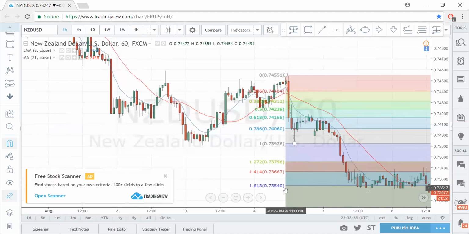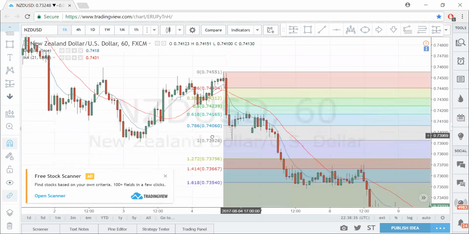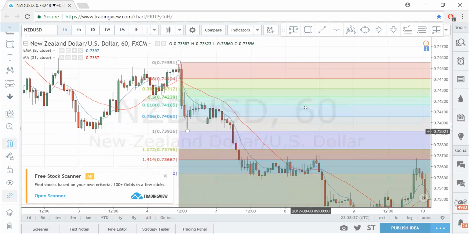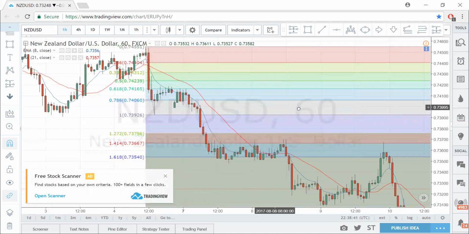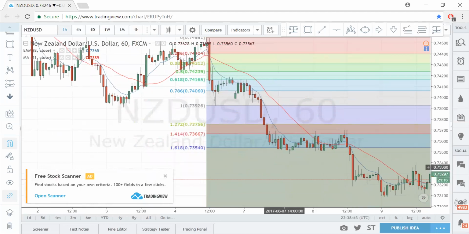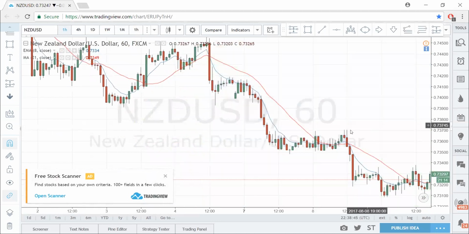There are many times whereby price wouldn't even reach 1.414. It will just reach here, then decides to go back. You know, it is very, very simple. I'm telling you. Let me explain another one again for a bearish move.